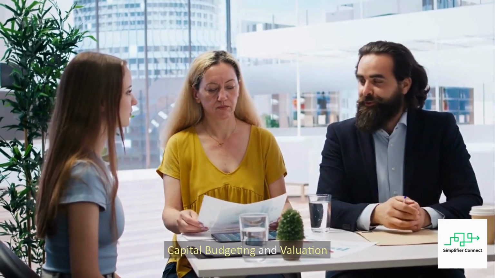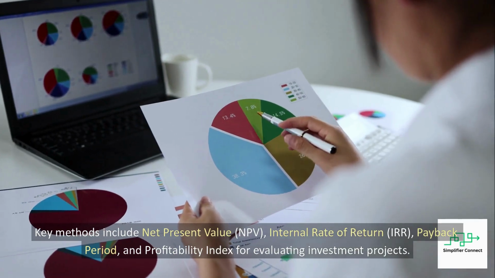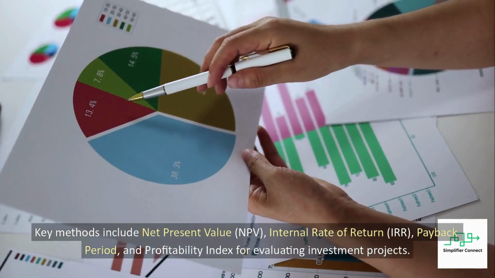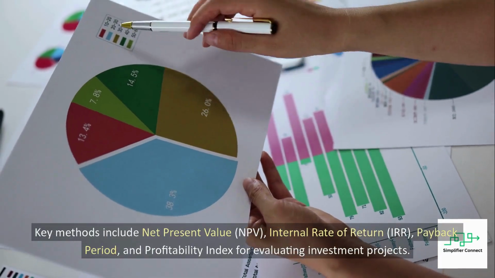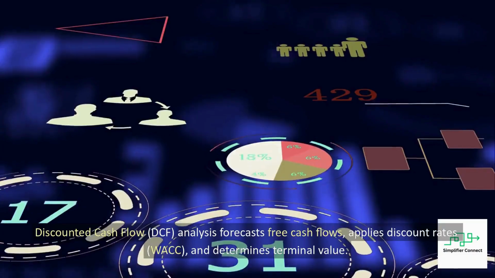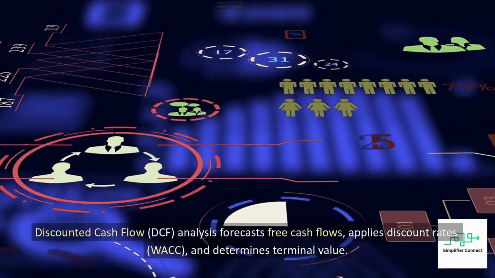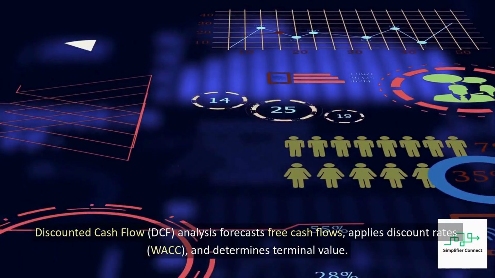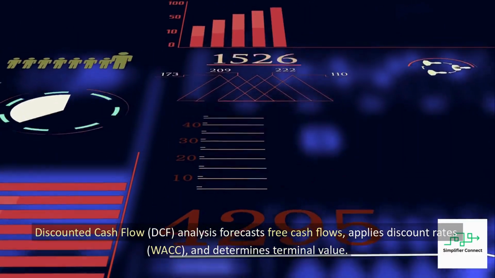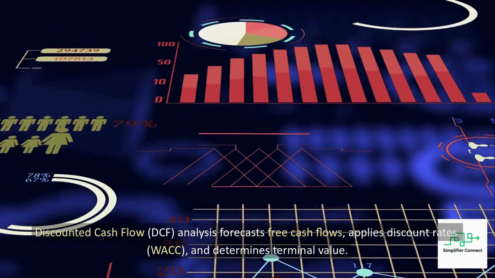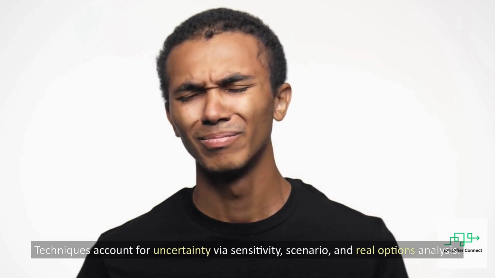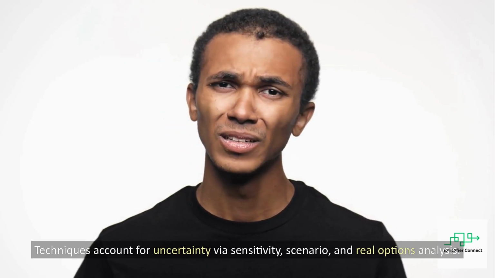Capital budgeting and valuation. Key methods include net present value (NPV), internal rate of return (IRR), payback period, and profitability index for evaluating investment projects. Discounted cash flow (DCF) analysis forecasts free cash flows, applies discount rates (WACC), and determines terminal value. Techniques account for uncertainty via sensitivity, scenario, and real options analysis.